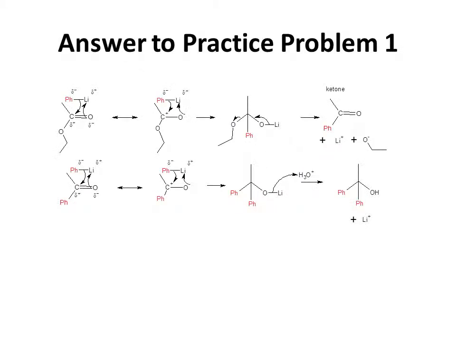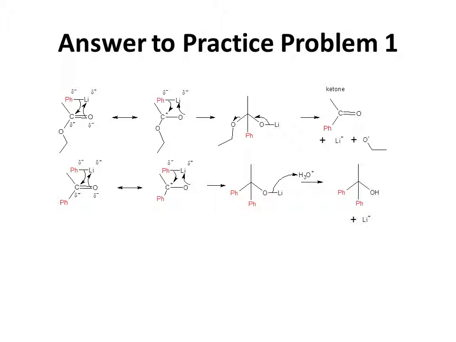Okay, here's the answer to practice problem 1. We're going to take the phenyllithium and we're going to stack it over C double bond O, transfer the partially negative phenyl group to the carbon, that's positive, and the partially positive lithium to the oxygen, it's negative, and form our intermediate that's unstable. Electrons flow from the O-Li bond, basically O minus, to the partially positive carbon and kick out the oxygen leaving group, which will now have a negative charge. We generate our ketone intermediate, and lithium cation and our ethoxide anion.